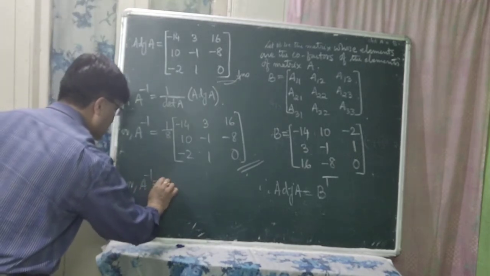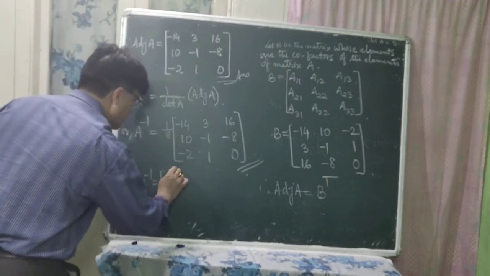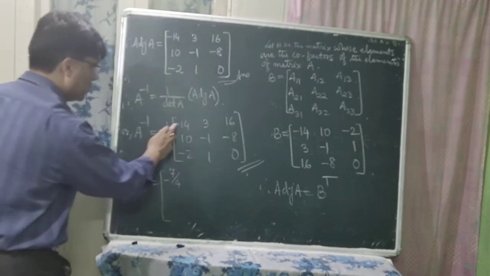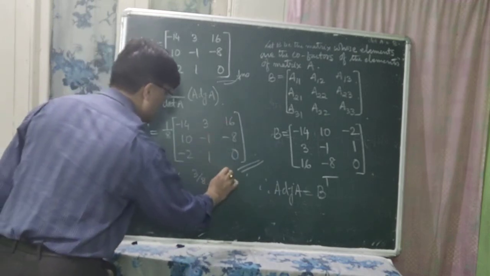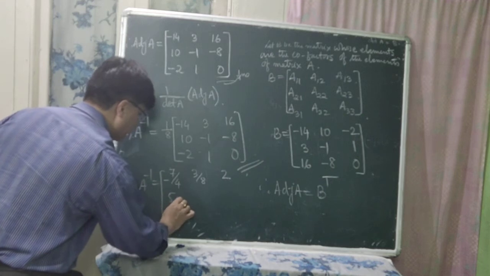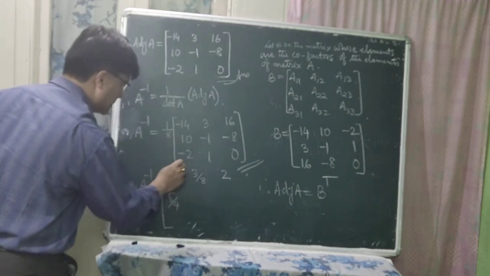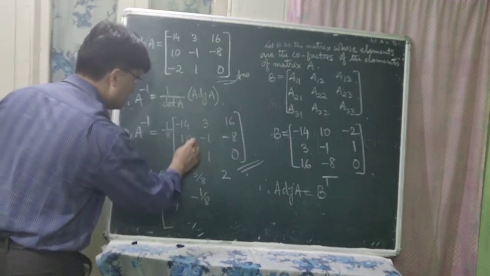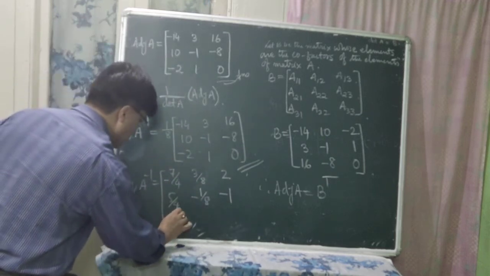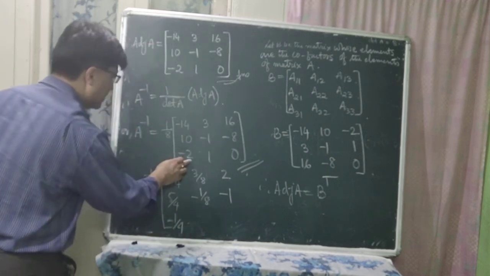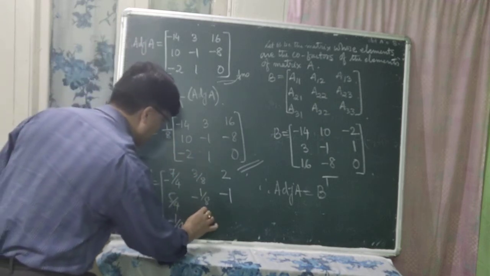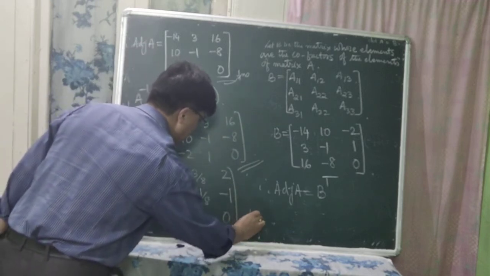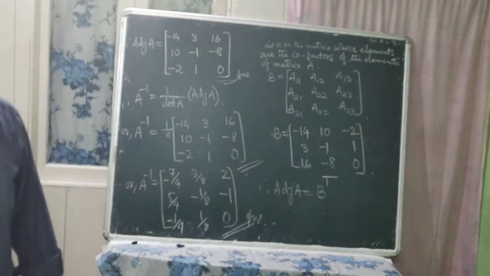That is, A inverse is equal to, now multiply by 1 by 8 here: -14 by 8, that means -7 by 4, since 2 7s are 14, 2 4s are 8. Then 3 by 8. Then 10 by 8 is 5 by 4, since 2 5s are 10, 2 4s are 8. Then -1 by 8, then -1 into 1 by 8, that is -1 by 8. Then -1, and then -2 by 8, that is -1/4. Then 1 by 8 into 1 is 1 by 8, and 0 by 8 is always 0. So this is also the answer. This is your A inverse. Okay? So you can copy it.